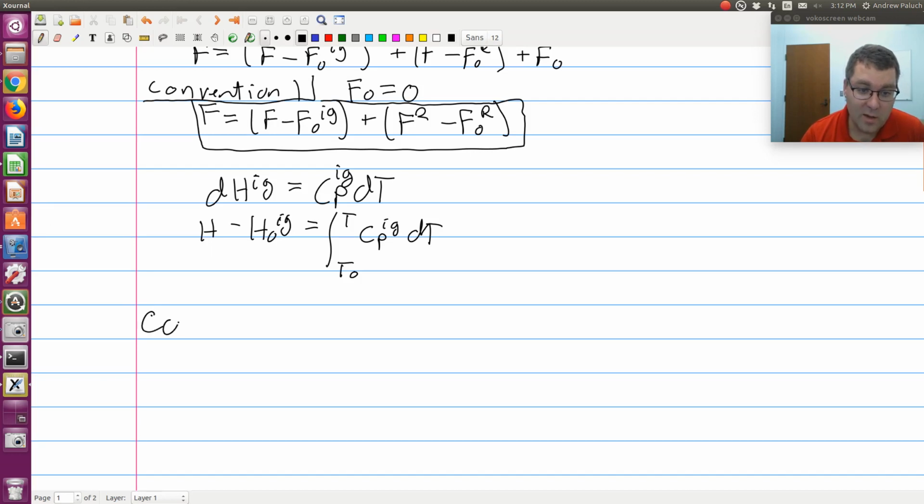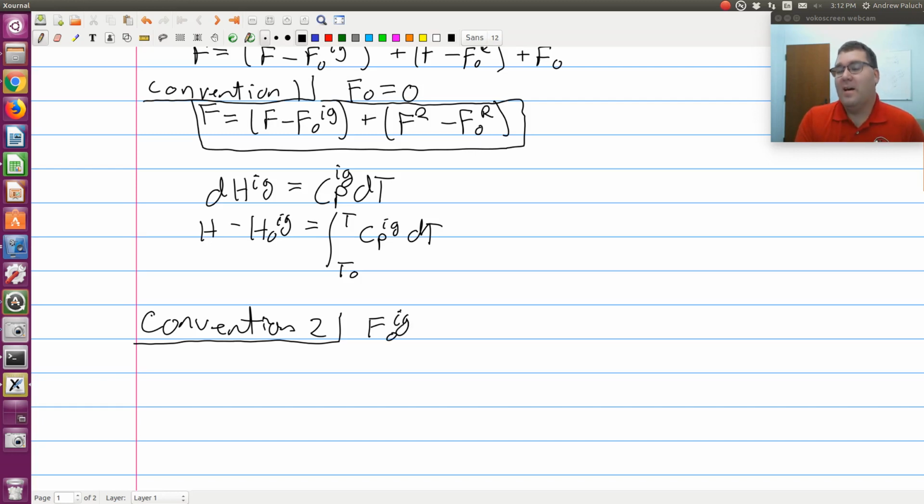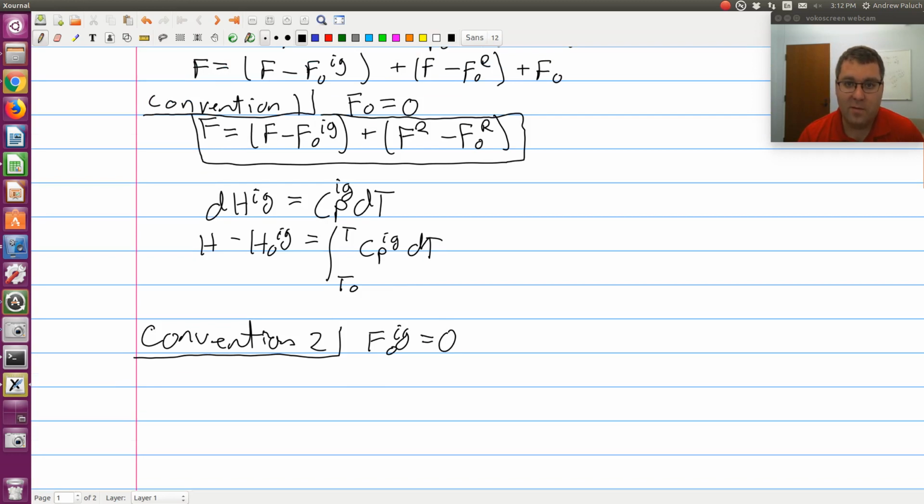Now convention 2 used in the text. In convention 2, rather than say that f naught is equal to 0 at some reference conditions, it's that the ideal gas value at that reference state condition is equal to 0. How does that help me out? Well, we had f is equal to f minus f naught ideal gas plus f minus f naught residual.